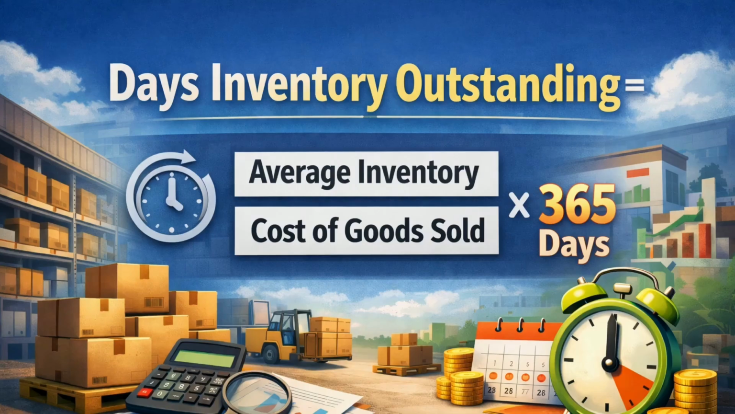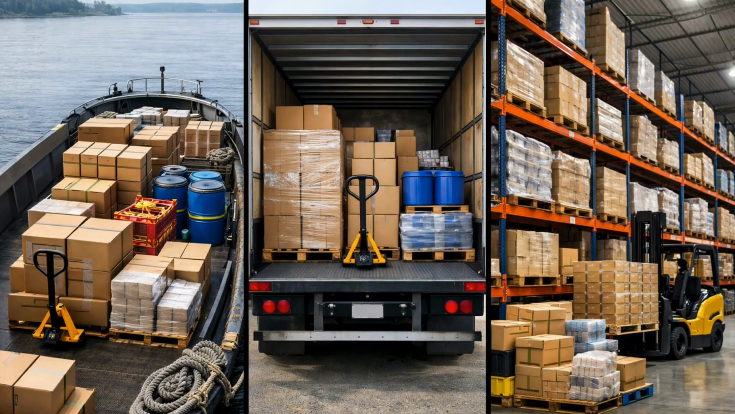Now let's translate that. Take the average value of the inventory you're holding, compare it to how much inventory you sell in a year, and convert it into days. Long days inventory outstanding comes from a few things: overbuying inventory, too many SKUs, long lead times, slow moving products hiding in bundles. The longer your inventory sits in a manufacturing plant, a boat, a truck, or a warehouse, the longer your cash is trapped.